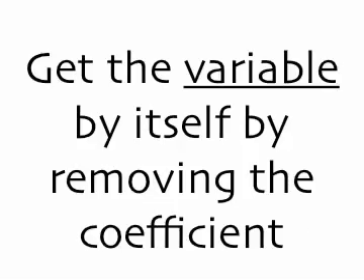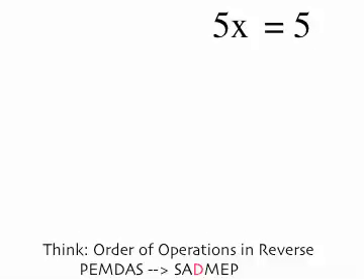Next, we're going to get the variable by itself by removing the coefficient. Coefficient means the number in front of the x. In our equation, 5x equals 5, the coefficient is the number in front of the x. In this case, it's 5. We'd like to get rid of that 5 in front of 5x so that we can have x all by itself. Again, we're thinking about doing the order of operations in reverse. We've done all of the subtracting and adding we needed to do to get our variable by itself. Now we need to see if there's any division that we need to do to get the variable by itself.